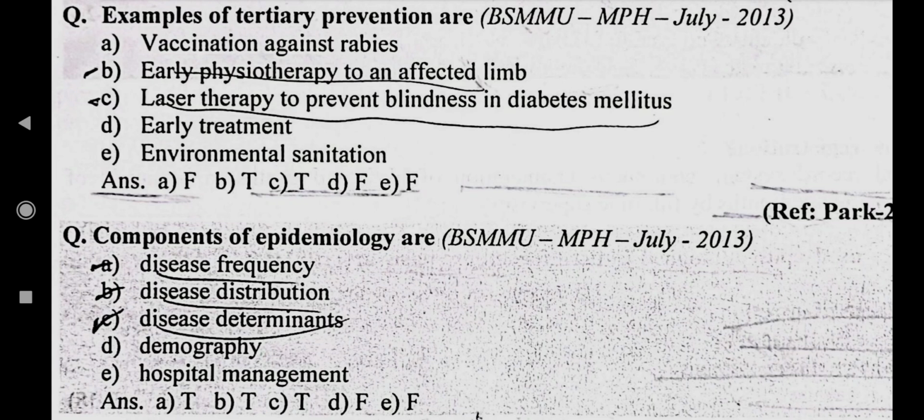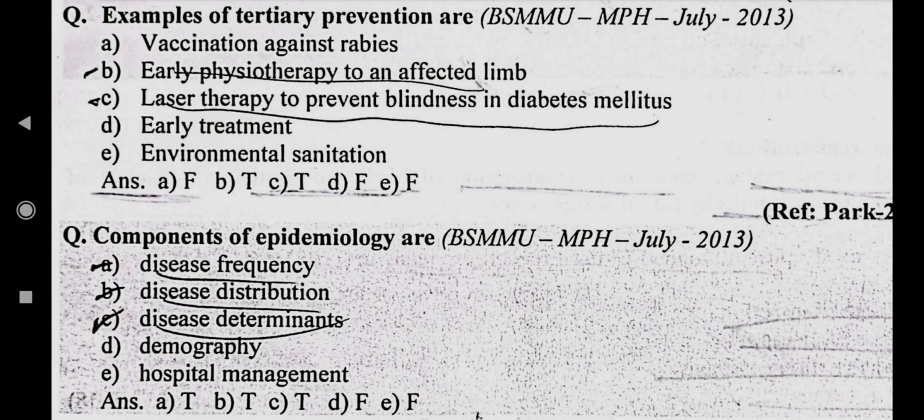Examples of tertiary prevention are: true answer early physiotherapy to an affected limb, laser therapy to prevent blindness in diabetes mellitus. False answer vaccination against rabies, early treatment, environmental sanitation.